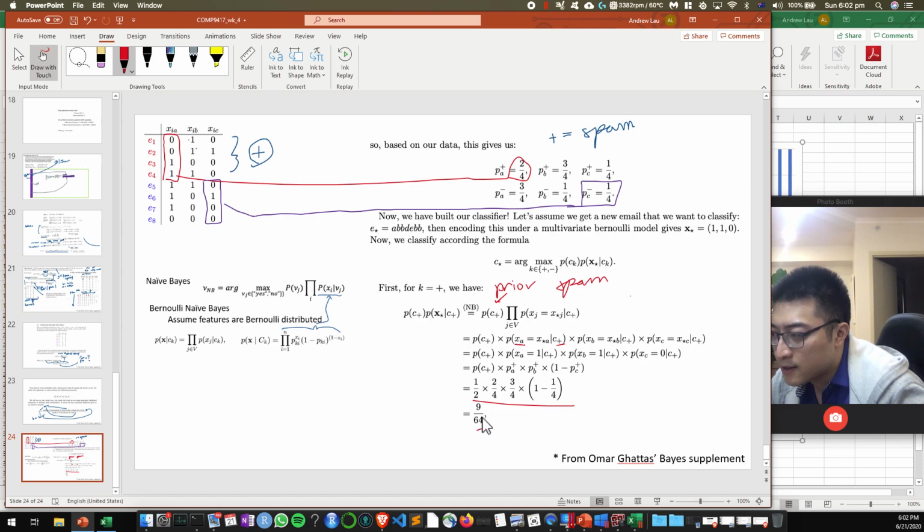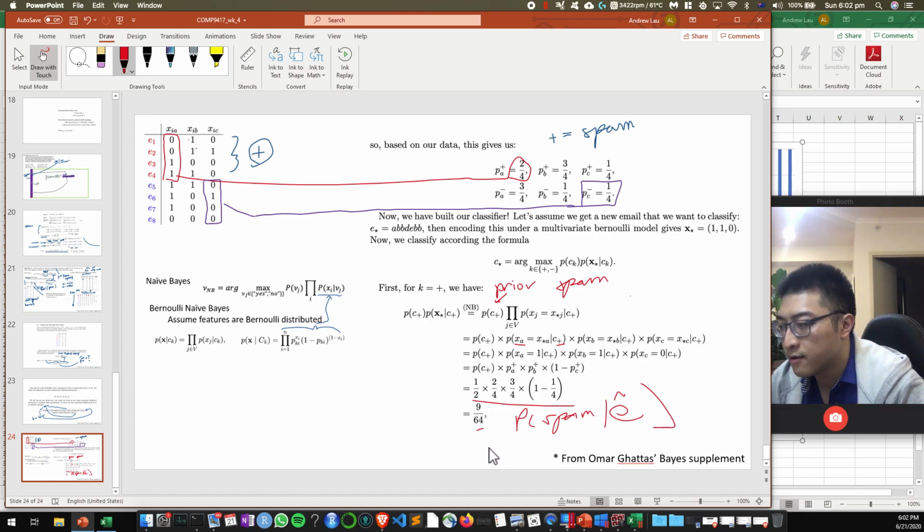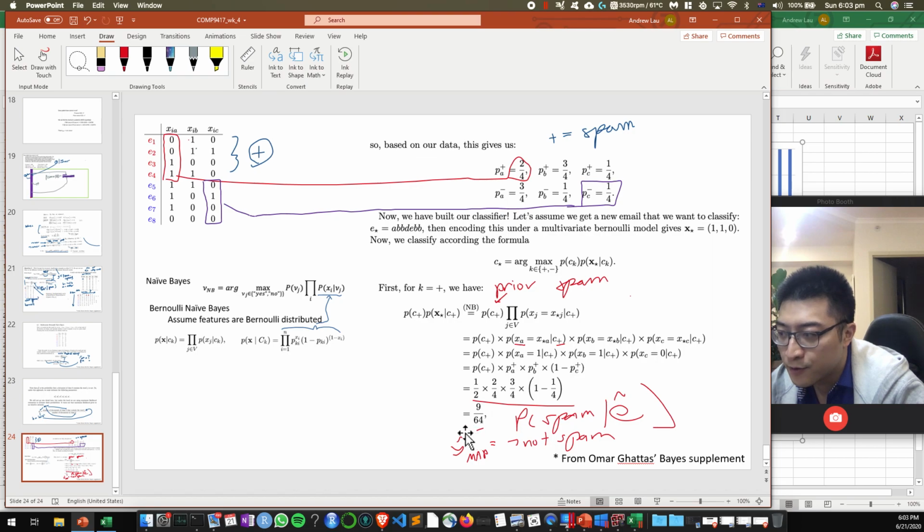So in this case, it's a 9. The probability of it being spam, given the document, given the features, I'm just going to call it E, given the E that you saw, is equal to 9 over 64. So then you conclude your prediction, your maximum a posteriori, would be that it is not spam. Of course, you can repeat this exercise for the other side, but you just get 55 on 64.